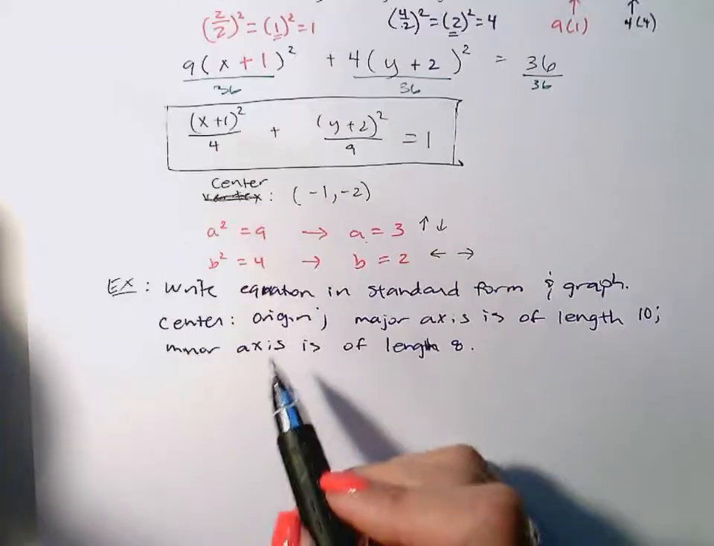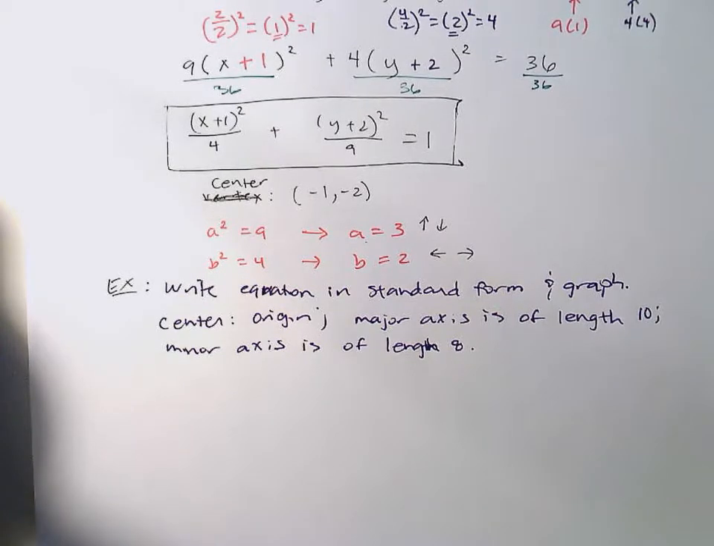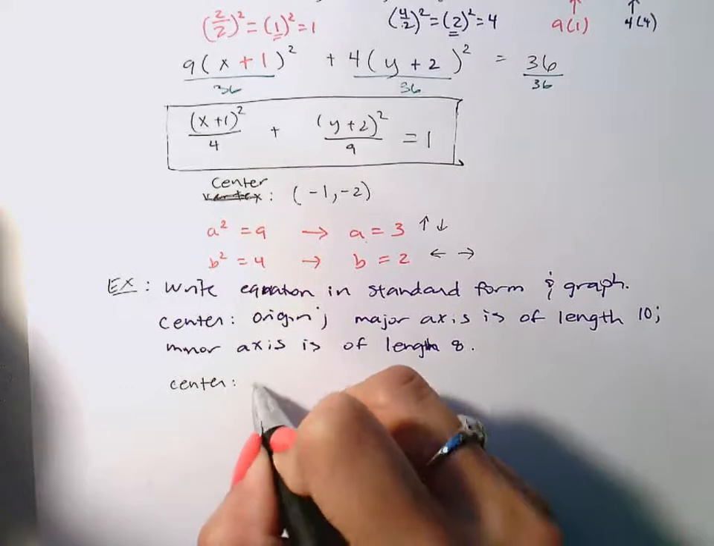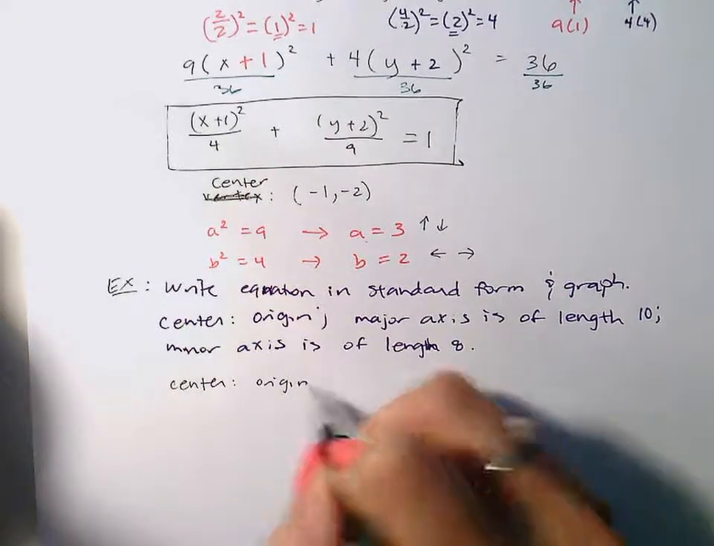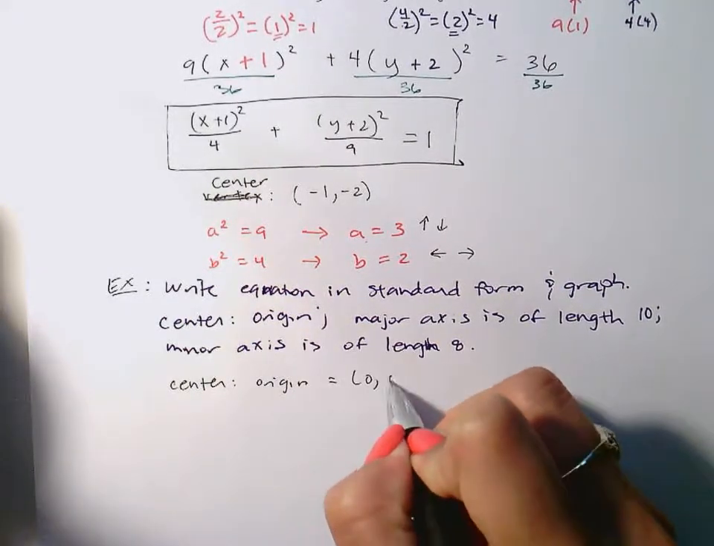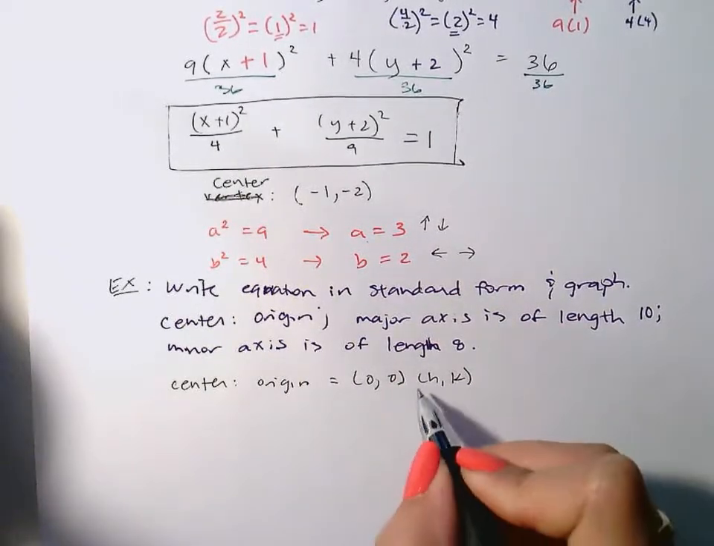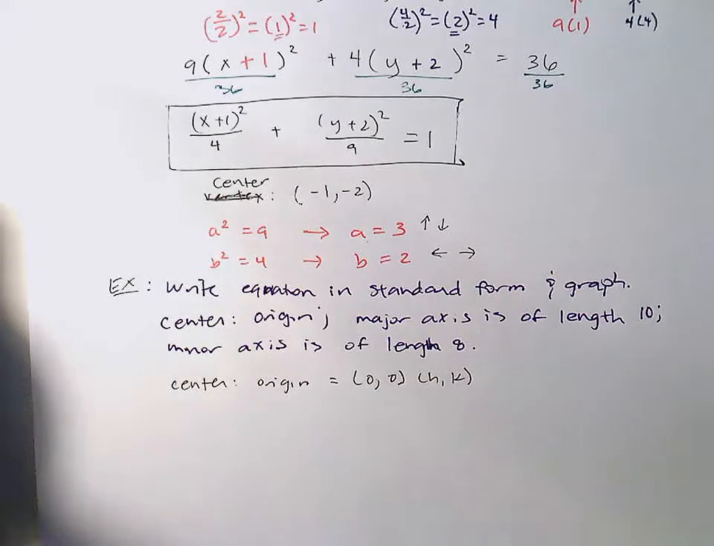That means that the center is going to be 0, 0, which means h, k is 0, 0. So center, which is the origin, is 0, 0. And again, this is h, k. So the h value is going to be 0, the k value is going to be 0. Major axis of length 10, minor axis of length 8.